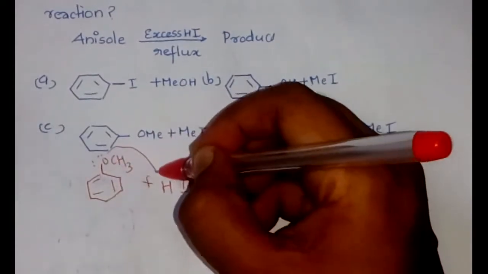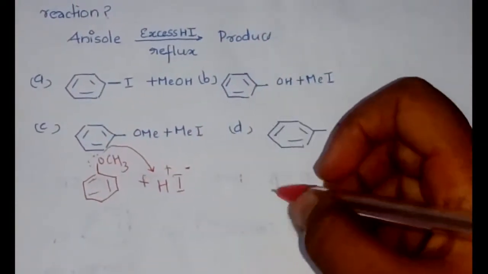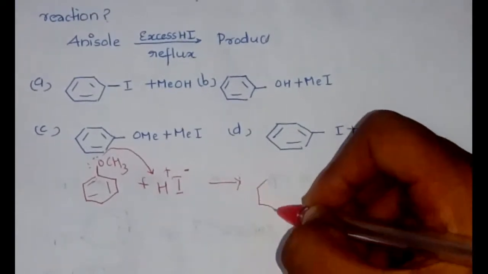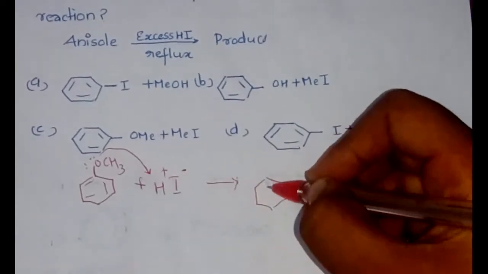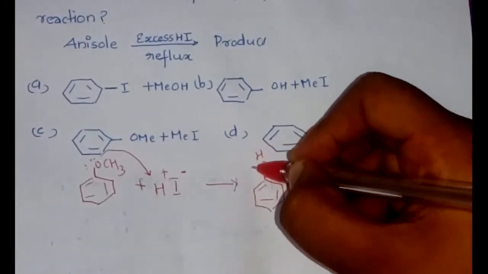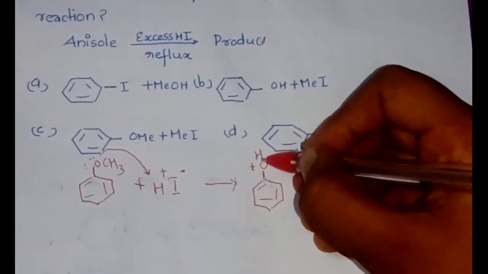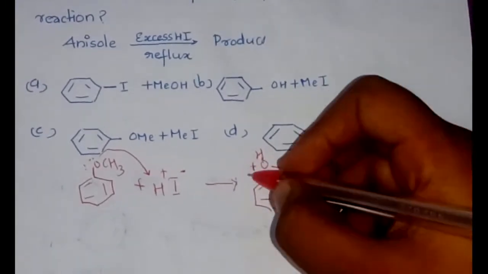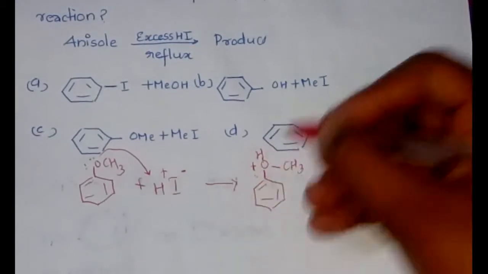This hydrogen will be abstracted by the lone pair on oxygen, and as a result we will get the product with OH, and there will be a positive sign on oxygen because the lone pair is used to abstract the proton, and again a lone pair will be there.